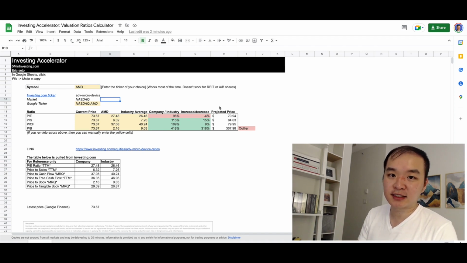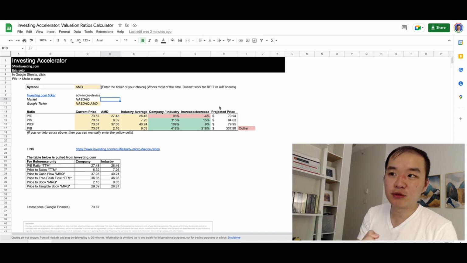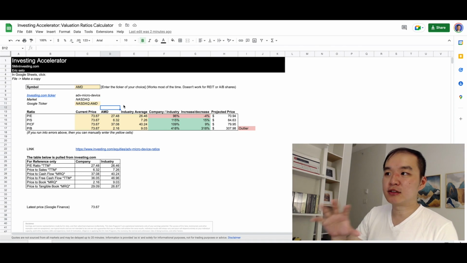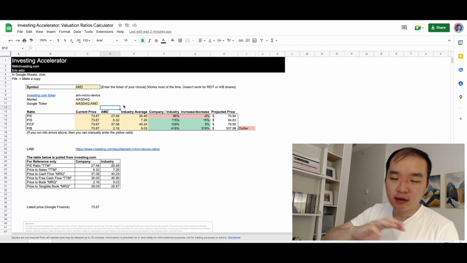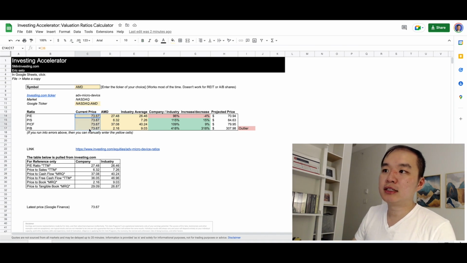So in this video, we're going to be analyzing AMD, Nvidia, and Intel using this tool. So let's get started. So right now I have AMD, and the purpose of this calculator is to see whether the stock is over or undervalued. So the current price of AMD is $73, and there are 4 different ratios here.